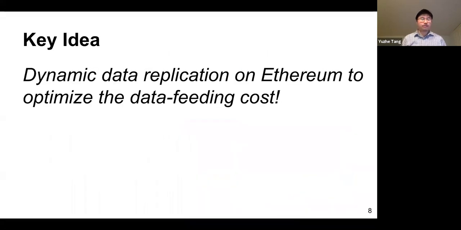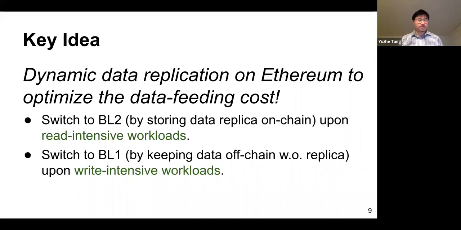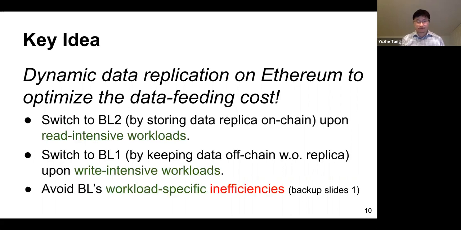To tackle the problem, the key idea in this work is a dynamic data replication scheme built on Ethereum to optimize the data feeding cost. In our vision, the system should intelligently switch to baseline 2 if the workload is read intensive, and switch to baseline 1 if the workload is write intensive. By doing things this way, it avoids the cost problem incurred by those static designs.